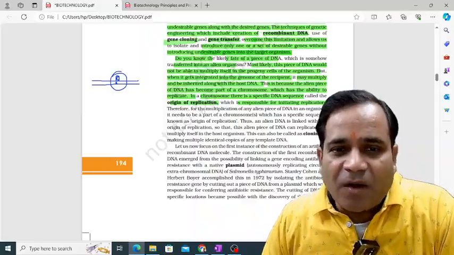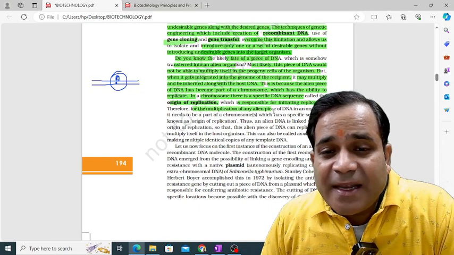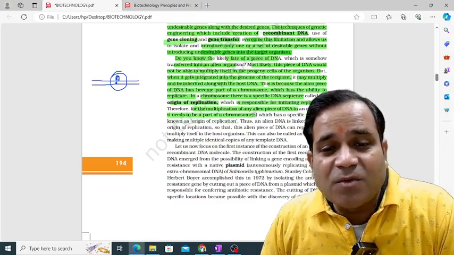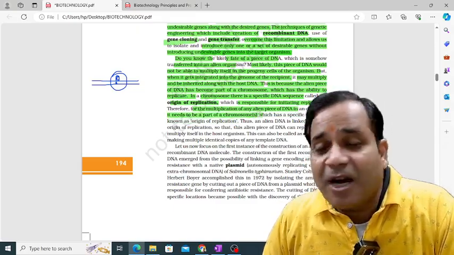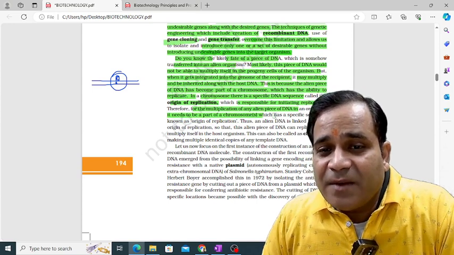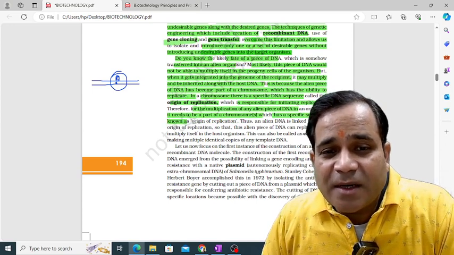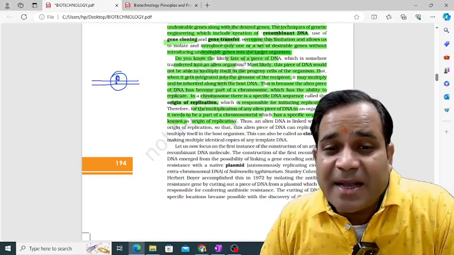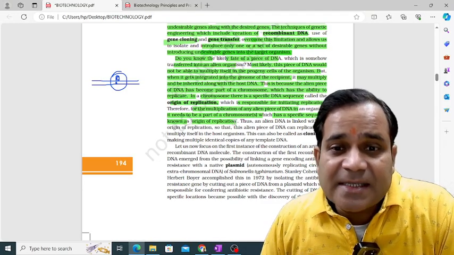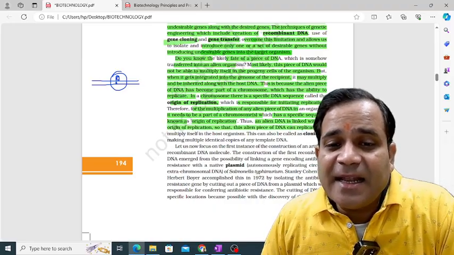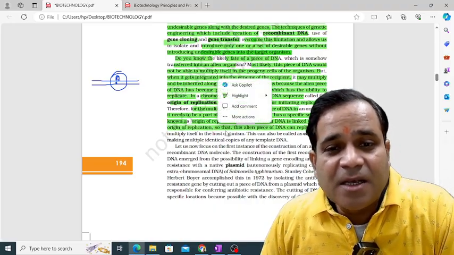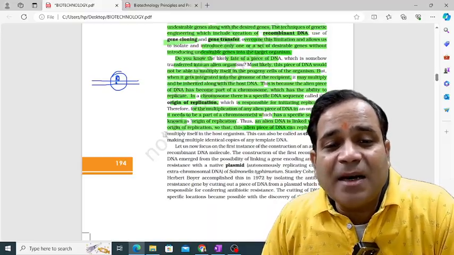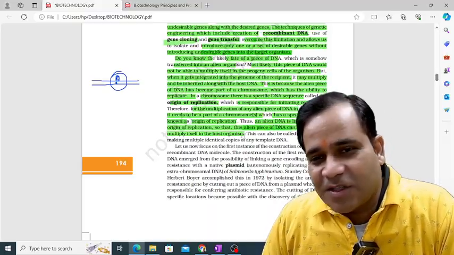Getting it? So therefore, for the multiplication of any alien piece of DNA in an organism, it needs to be a part of chromosomes. It needs to be what? Part of chromosomes. Without being part of chromosomes, which have a specific sequence known as origin of replication, we can't imagine that the replication of DNA will take place. So thus, an alien DNA is linked with the origin of replication, so that the alien piece of DNA can replicate and multiply itself in the host organism, my dear.